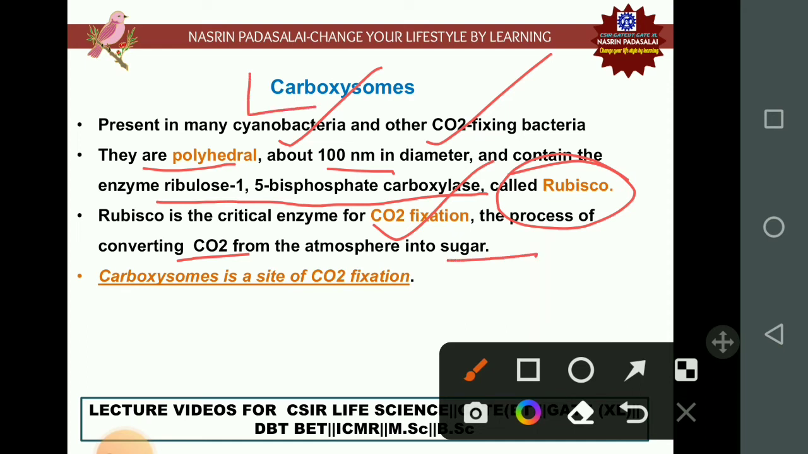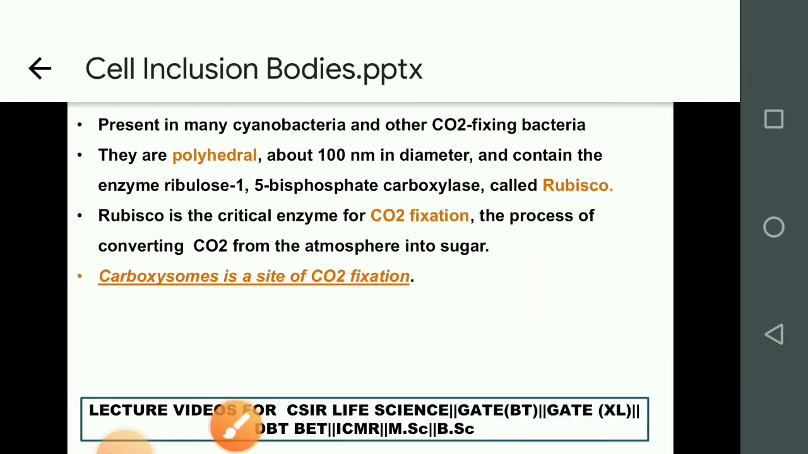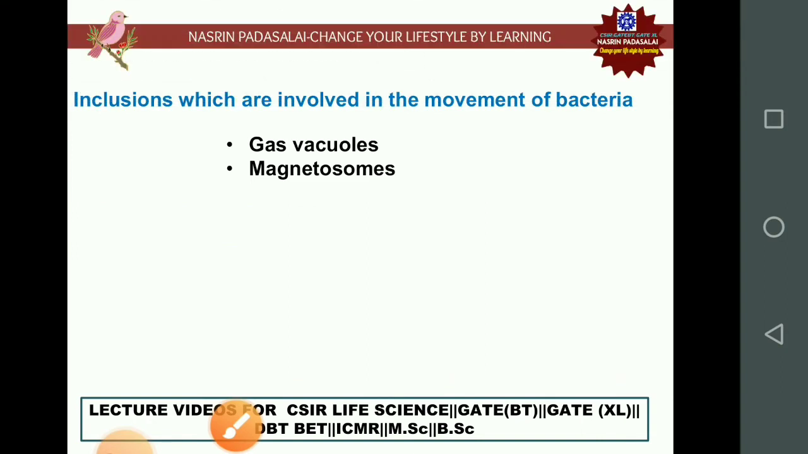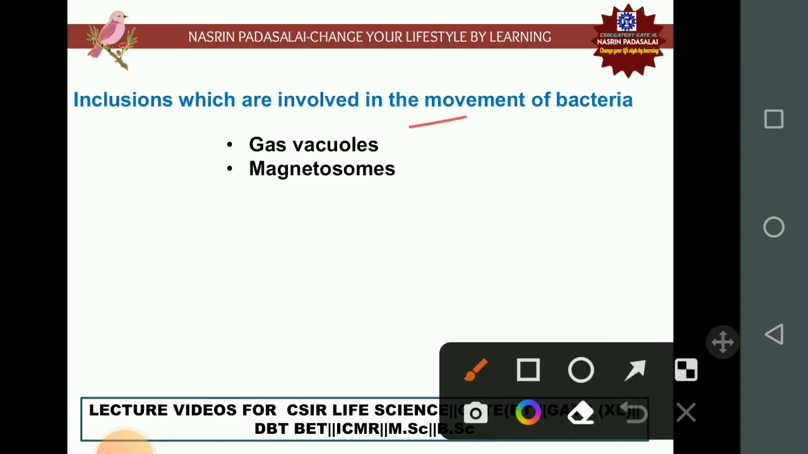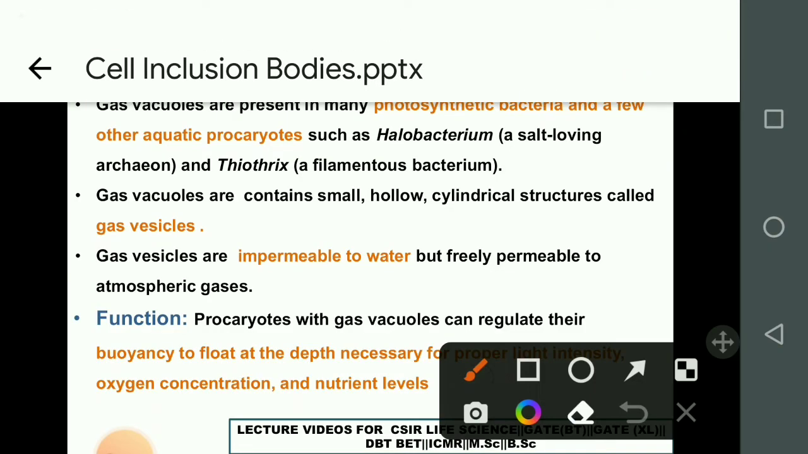So this carboxysome is acting as a site of carbon dioxide fixation. The last type is that some inclusion bodies play an important role in the movement of bacteria. Two types of inclusion bodies that play an important role in the movement of bacteria are gas vacuoles and magnetosomes. First we'll be studying gas vacuoles.